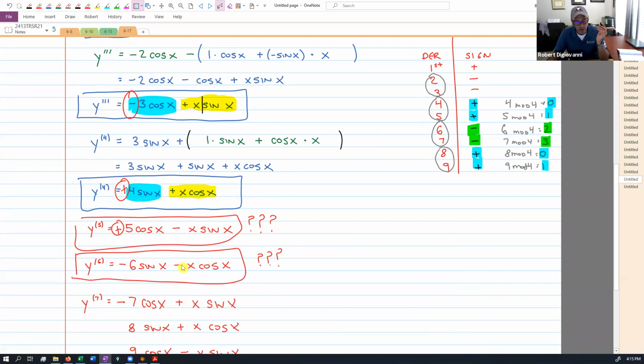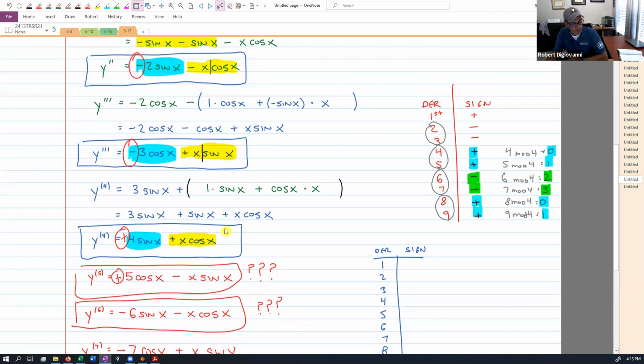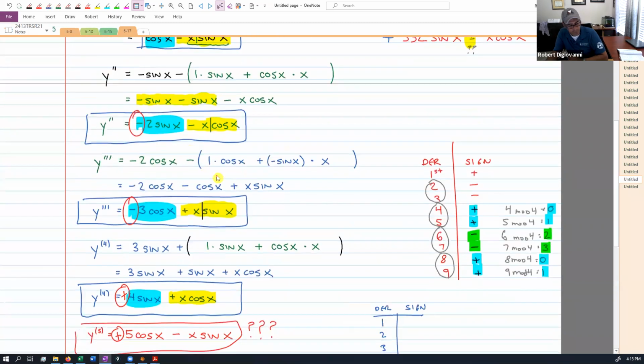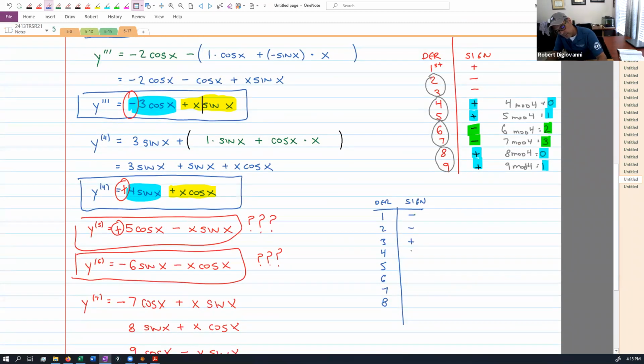Sixth negative. So when we mod 4, let me write it down. This is for the second sign I'm looking at here. These are the derivatives, and this is the sign. For the first derivative it was minus, second was minus, then plus, plus, then minus, minus, then plus, plus. And if we do our modular arithmetic on these, I'm not going to repeat this table, but we would get 0, 3, 2, 1, 0, 3, 2, 1.